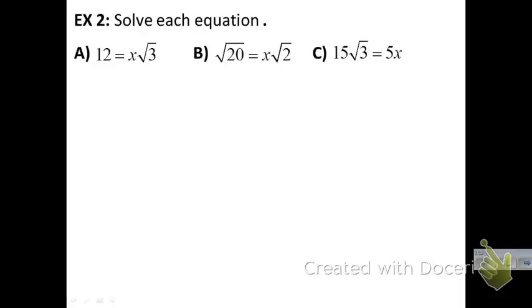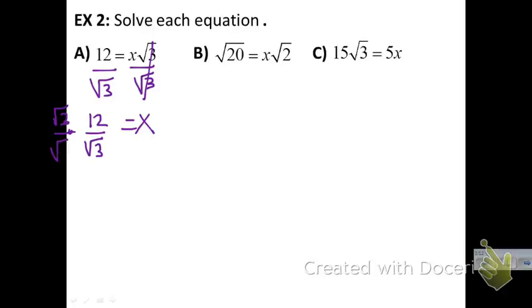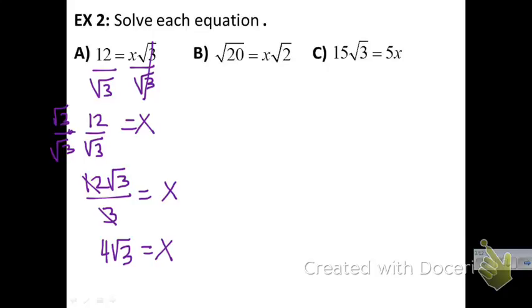Okay, on example 2 we're going to solve each equation. So when we're going to solve, we want to isolate x, get it all by itself. So to isolate it, we divide by the square root of 3. And those divide out. And then we have 12 divided by root 3. So that's like our last problem. We want to rationalize that by multiplying top and bottom by root 3. So we get 12 root 3 over root 3 times root 3 is just 3. And then you can simplify this. The 12 is divided by the 3 4 times. So we get 4 root 3 is x.